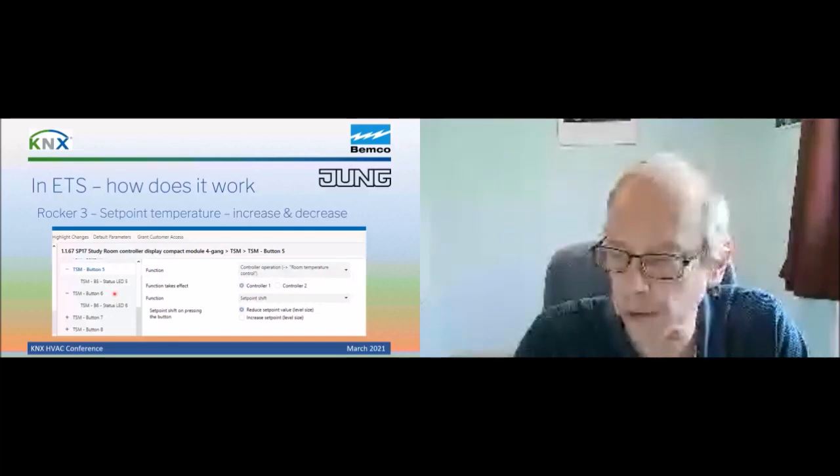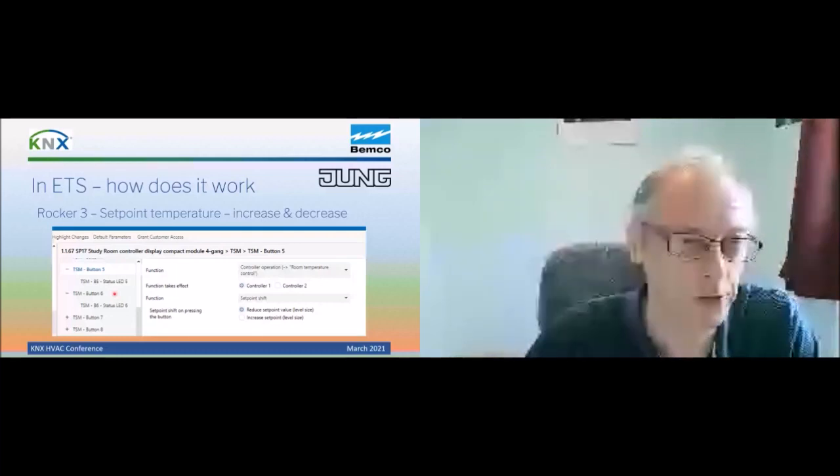We can make it a lot more intuitive. We can put the minus icon next to the down and the plus icon next to the up. And we can even use the colors of the LEDs next to the buttons. So we've got blue for down and red for up. It makes it nice and intuitive for the user, and it becomes straightforward.